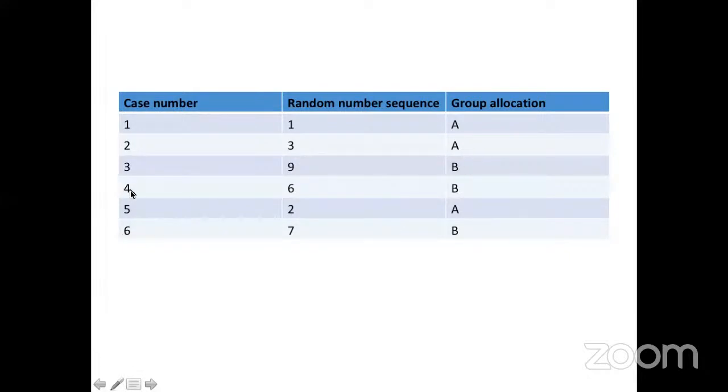Next, patient number 4, his random number is 6. So it is more than 4, and again he will go into group B. Likewise, the patients will go into group A or group B based on the random number sequence generated. Many times it might be difficult.